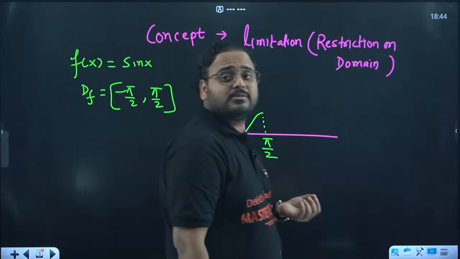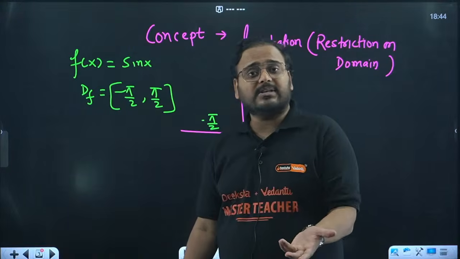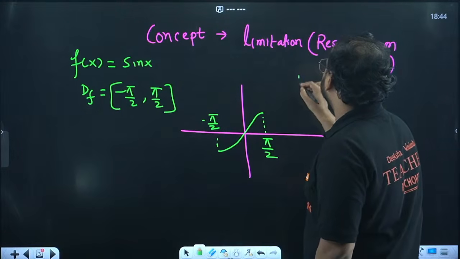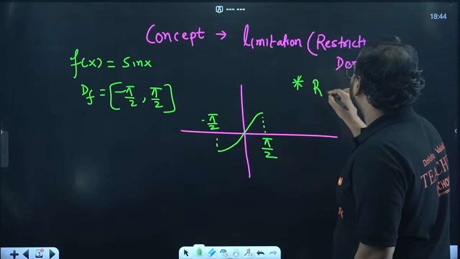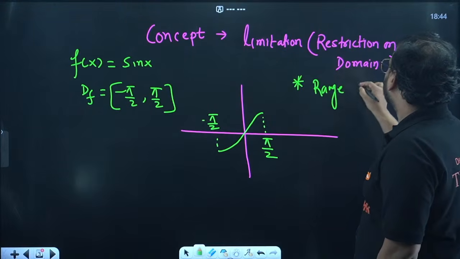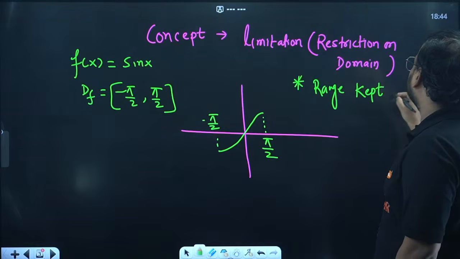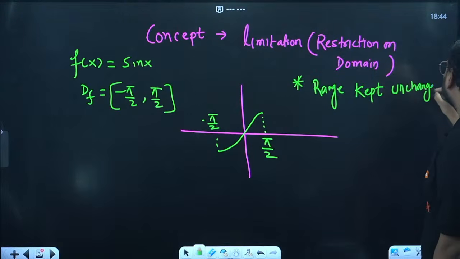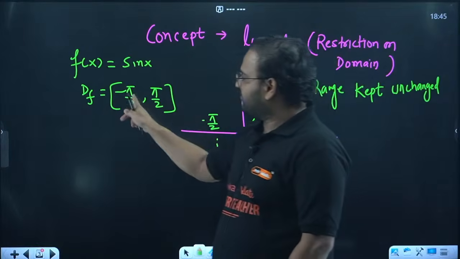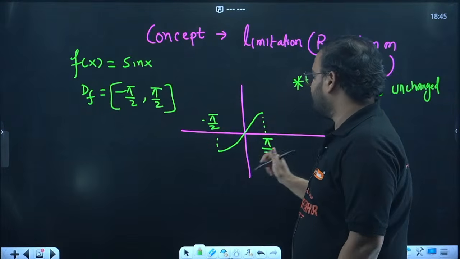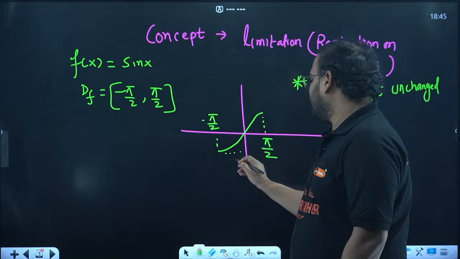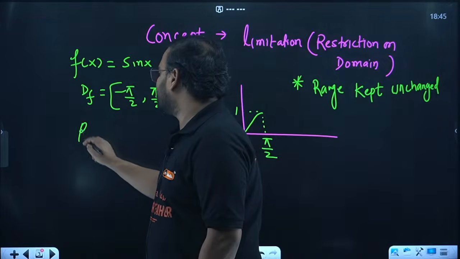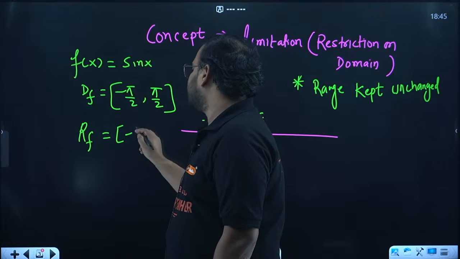Then you might ask me, sir, can we cut the domain as per our choice? There is a condition. What is the condition? The range should remain the same. The condition over here is very important, and that is the range is always kept unchanged. Check here. If the domain is minus pi by 2 to pi by 2, the respective value of sin x will be minus 1 to 1. So the range of the function will not change, and that will remain as minus 1 to 1.